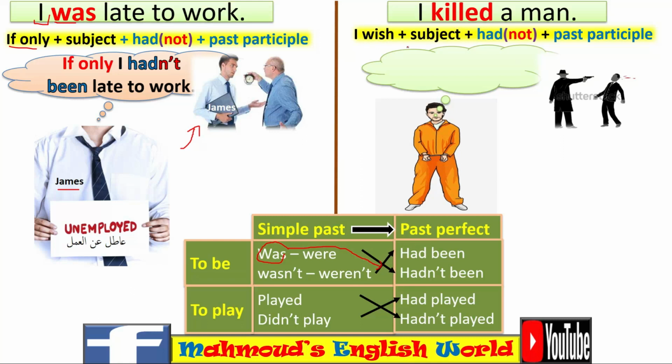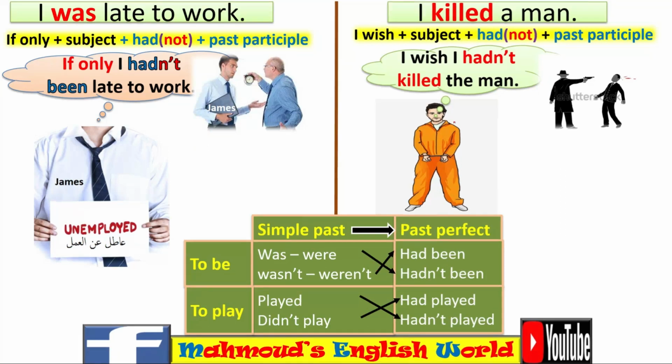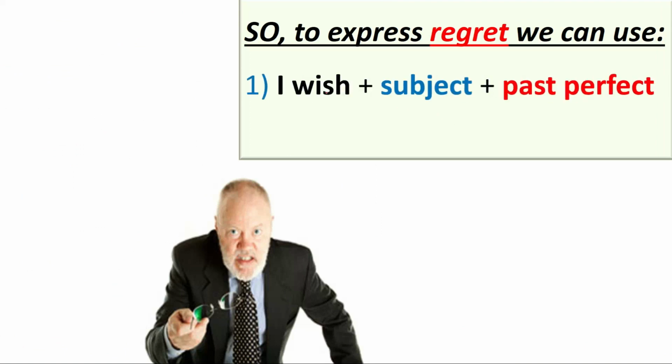Excellent. I wish I killed, which is like played, so we change it to hadn't killed. Hadn't played, hadn't killed the man. I wish I hadn't killed the man. So these are two ways to express regret. I wish, or if only plus subject plus past. Perfect. Okay, so this is the first one, remember.